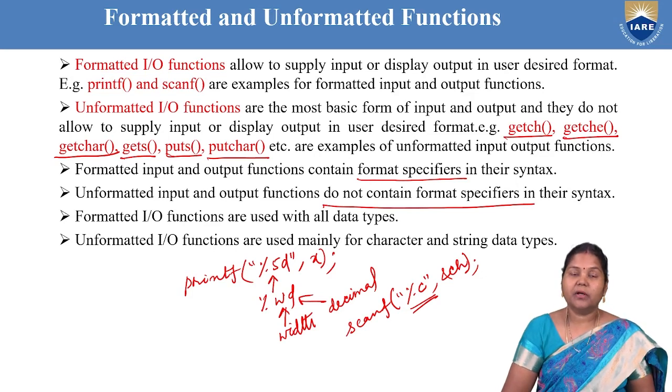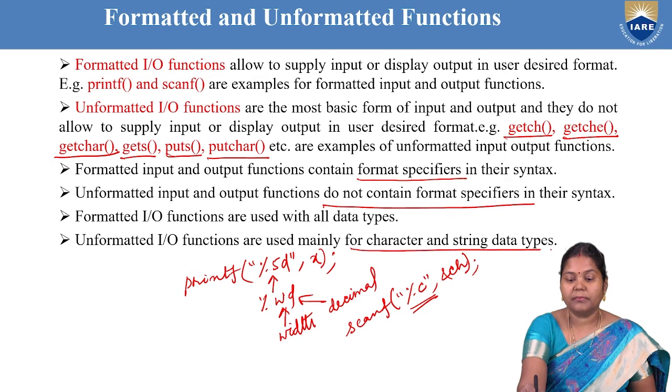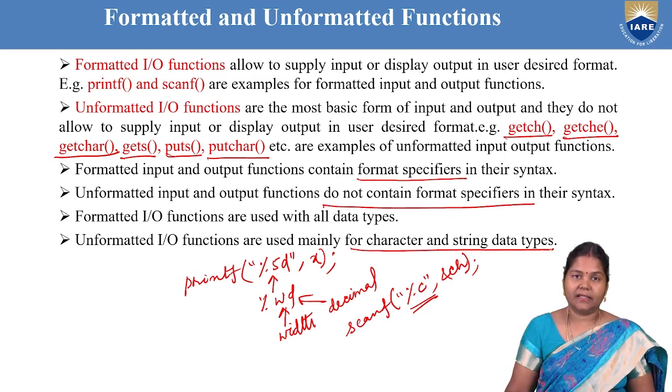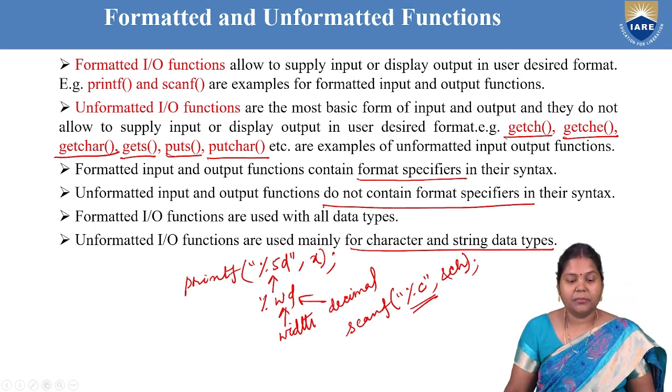Third one is formatted IO functions are used with all data types. So every primitive data type, int, char, float, double, everywhere you can use these format specifiers, and unformatted IO functions are used mainly for characters and string data types. So there is a limited usage of unformatted IO functions that is used only for characters and strings.